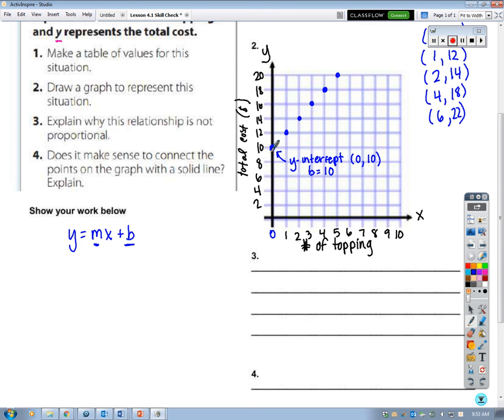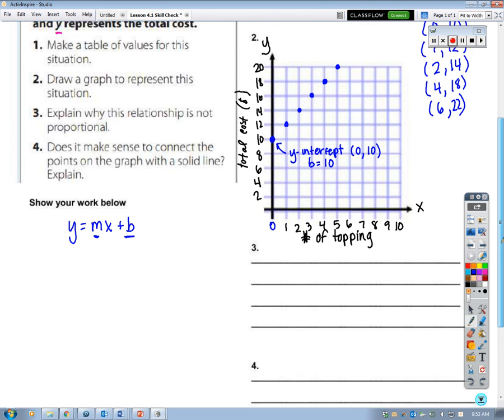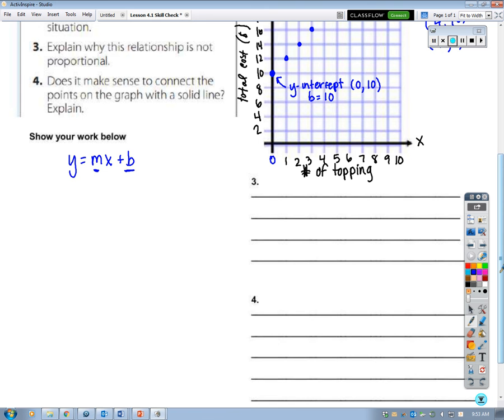You guys following? Okay. So I'm just going to give you a quick answer here. I'm just going to write down not proportional or non-proportional because it does not go through the origin, which is our 0, 0 value. Also, you could put something like because a pizza with no toppings still costs $10, or there's an initial fee of $10.